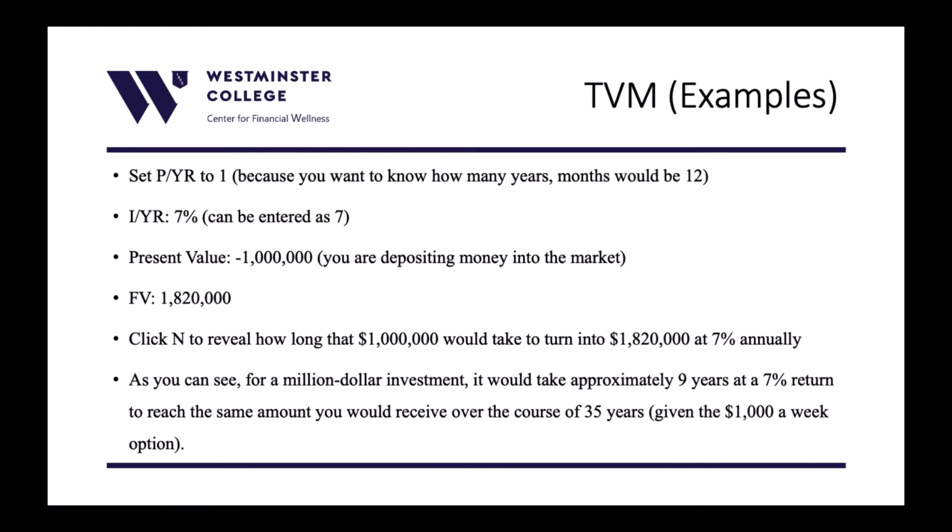As you can see, for a $1 million investment, it would take approximately 9 years at a 7% return to reach the same amount you would receive over the course of 35 years, given the $1,000 a week option.